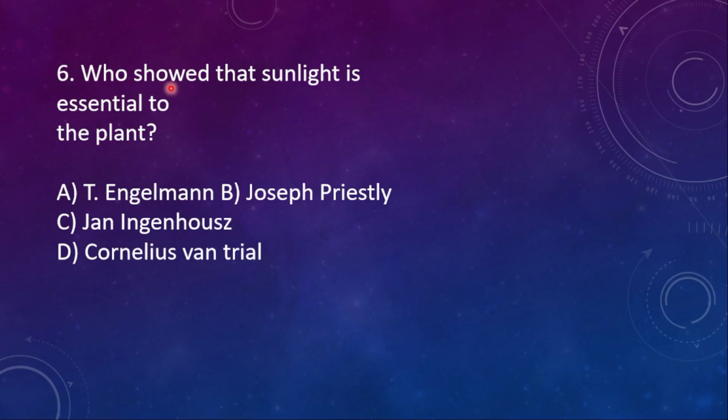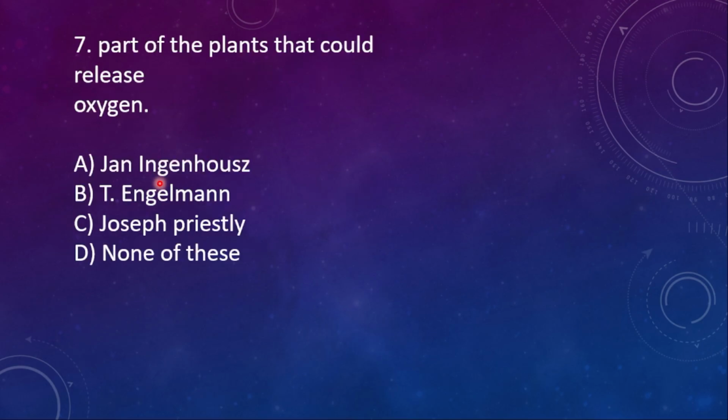Sixth one, who showed that sunlight is essential to the plant? Option A, T. W. Engelmann, option B, Joseph Priestley, C, Jan Ingenhousz, D, Cornelius Van Niel. So here the right option is Jan Ingenhousz. Sunlight is essential for the plant is experimentally proven by Jan Ingenhousz.